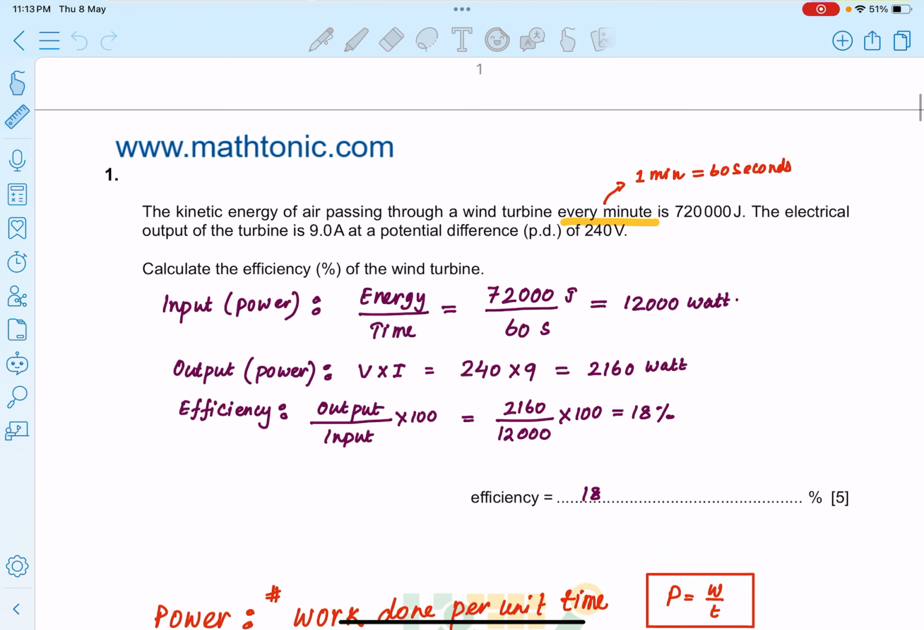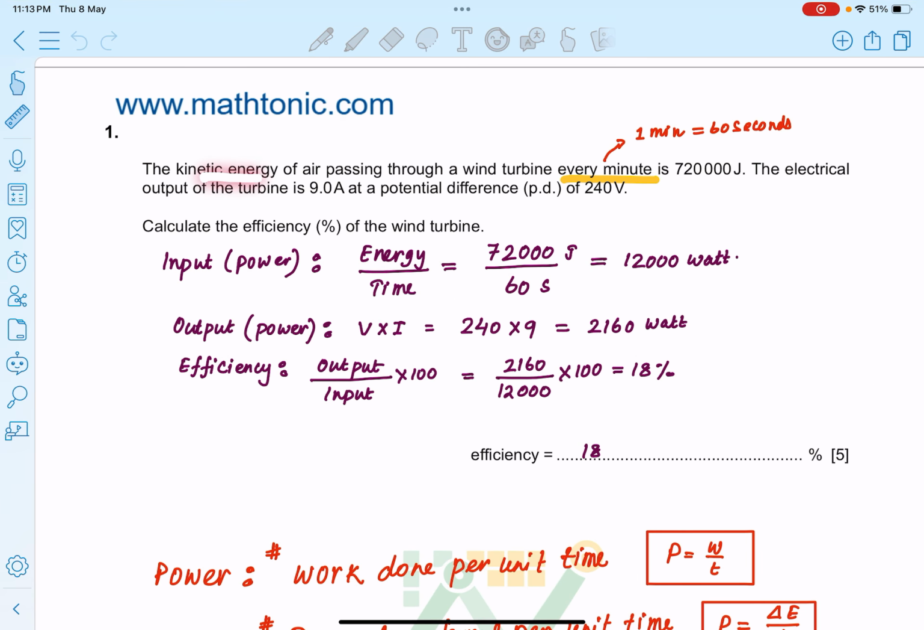So the first question that we have: the kinetic energy of air passing through a wind turbine every minute is given as 720,000 joule. The electrical output of the turbine is 9 ampere at a potential difference of 240 volt. The question is to find the efficiency of the wind turbine. So how to find the efficiency? Efficiency is nothing but output over input times 100, right? So we need to find the input power and the output power. How to find the input power?